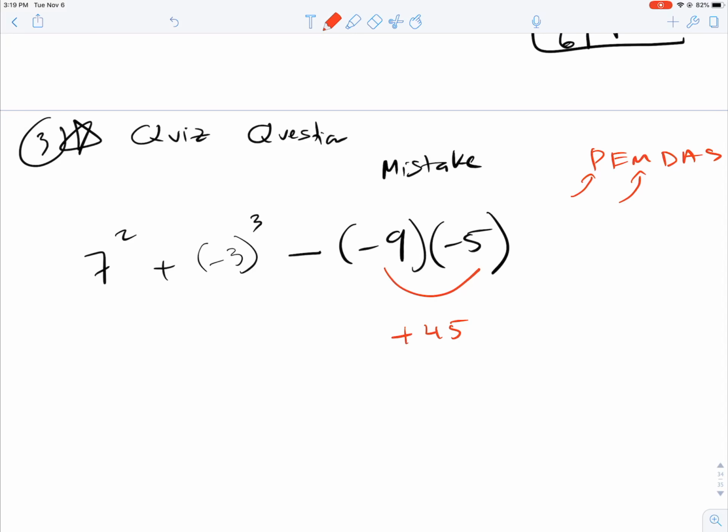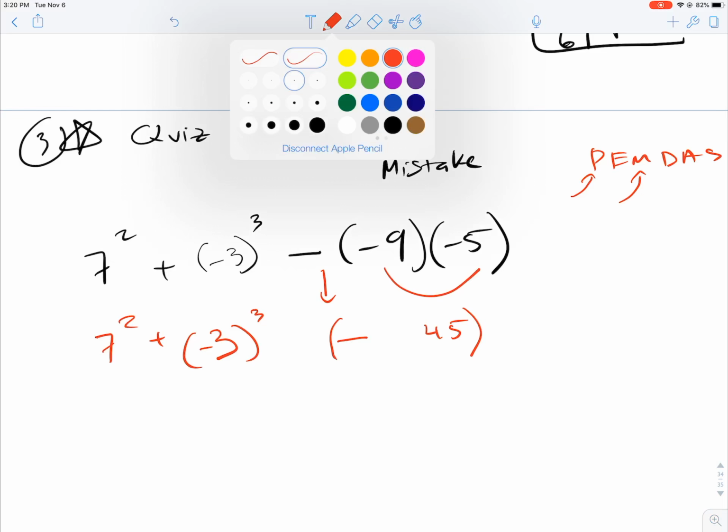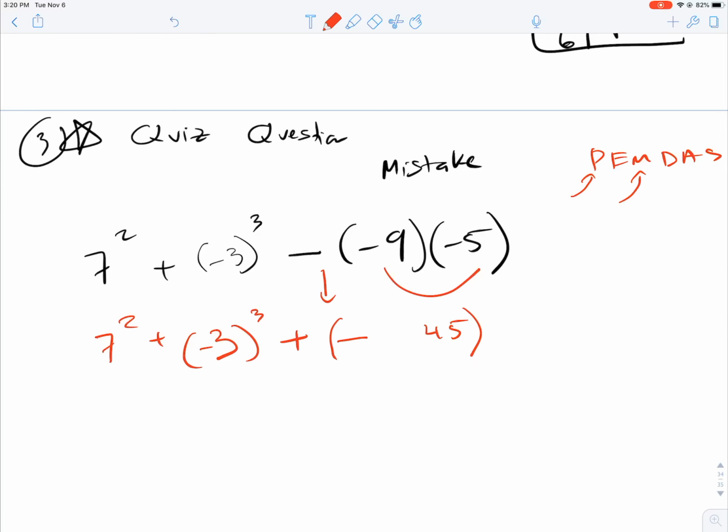I'm going to keep it inside the parentheses for the sake of it. Well, you don't really need a positive sign. I'm going to bring down the rest. This is minus. And then I'm going to rewrite the rest as 7 squared plus negative 3 cubed minus 45. Well, essentially minus parentheses 45. It's really the same thing, it's just minus 45. Once again, I want you to consider this as part of the number 45. In between that, we add in the addition.